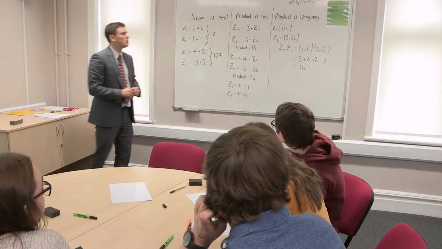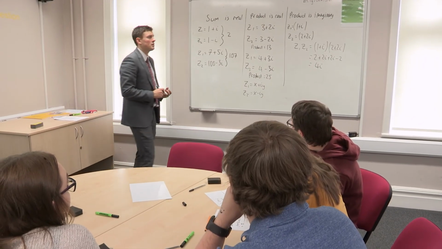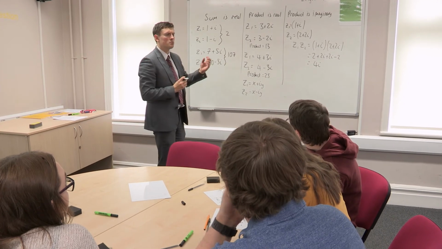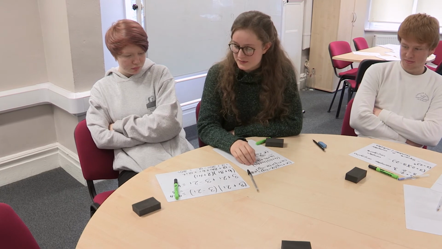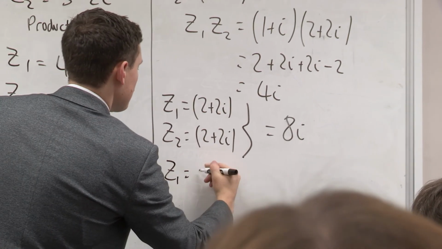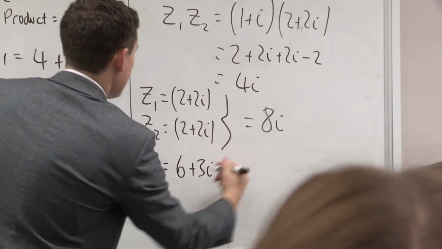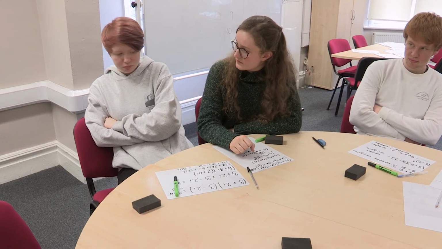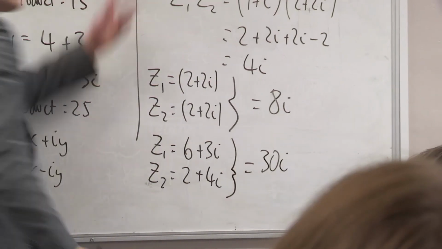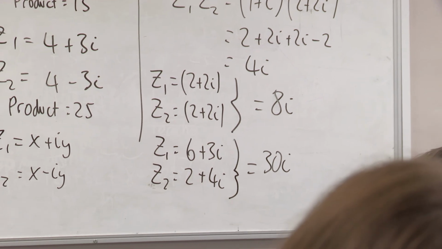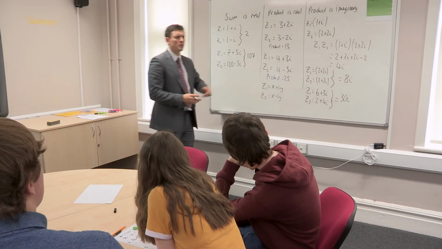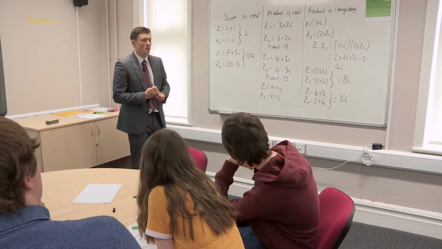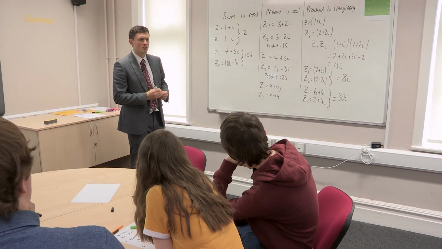Has anyone got an example where the product is purely imaginary, but one number isn't the multiple of the other? Isabel, have you got one? We had 6 plus 3i multiplied by 2 plus 4i. 6 plus 3i and 2 plus 4i. So there's 2 examples there where it is a multiple as such, and then there's one example where it's a different relationship. Maybe not sure what that relationship is at the minute, but when we expand it, we get a product of 30i.